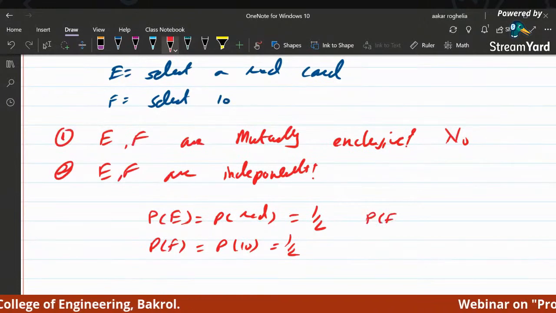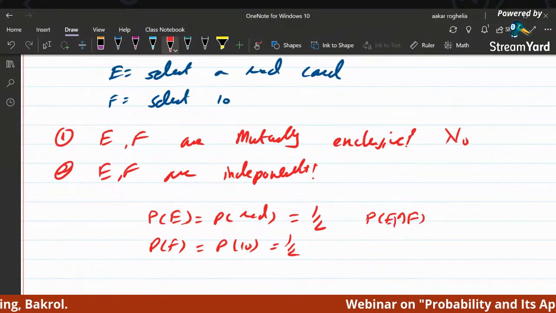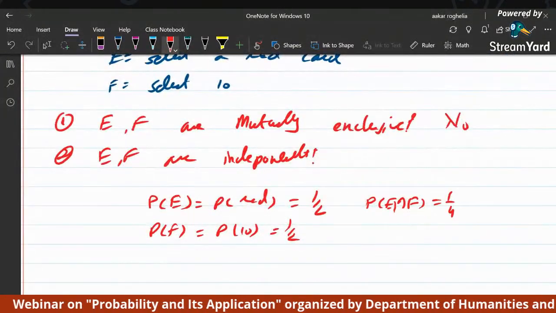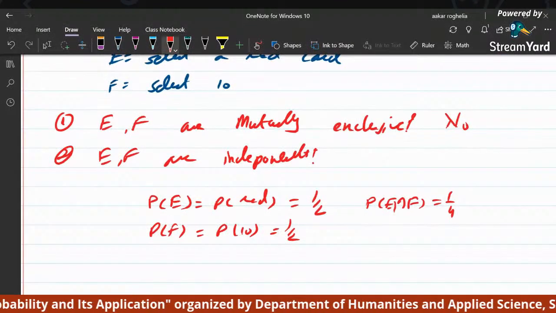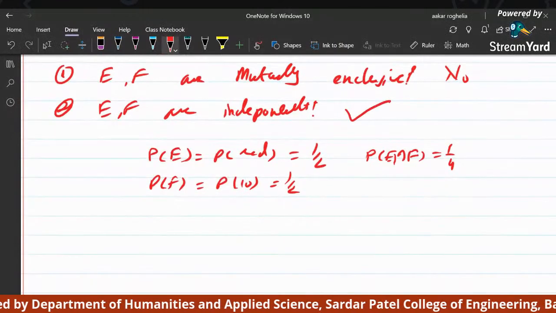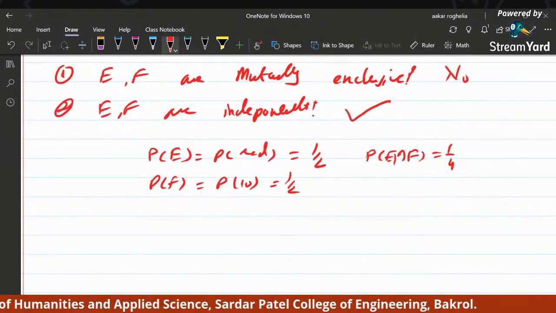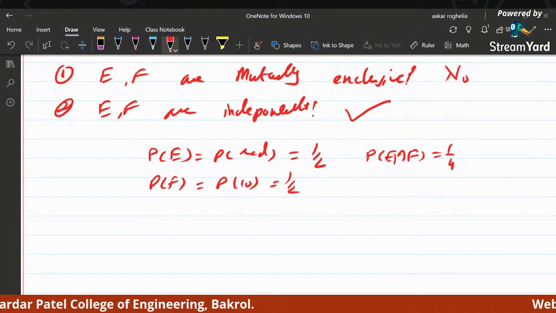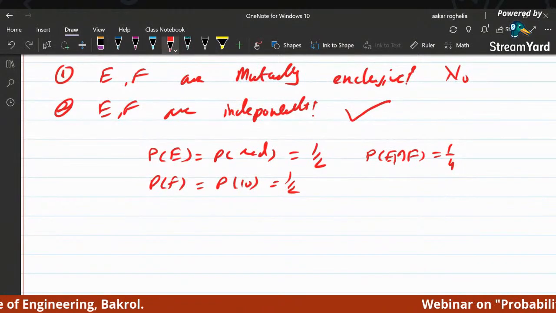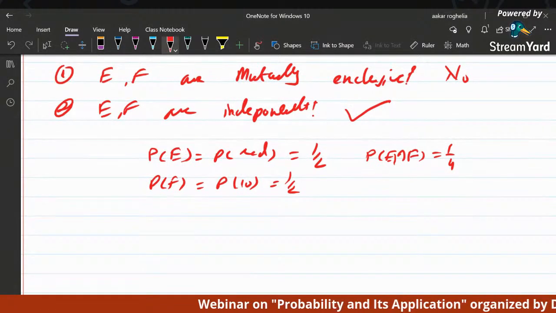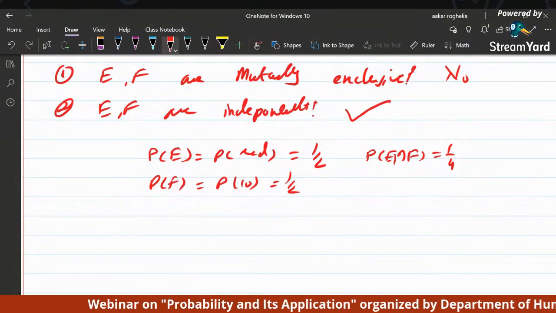P of E intersection F means it is a red card as well as a 10 card. There is only 1 card out of 4. It is 1 by 4. And you can see that P of E intersection F equals P of E times P of F, because they are independent. So this is how we can check whether the events are independent or not.